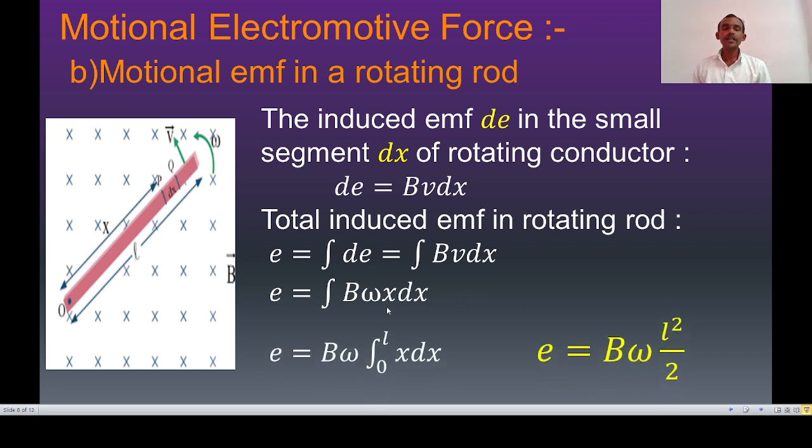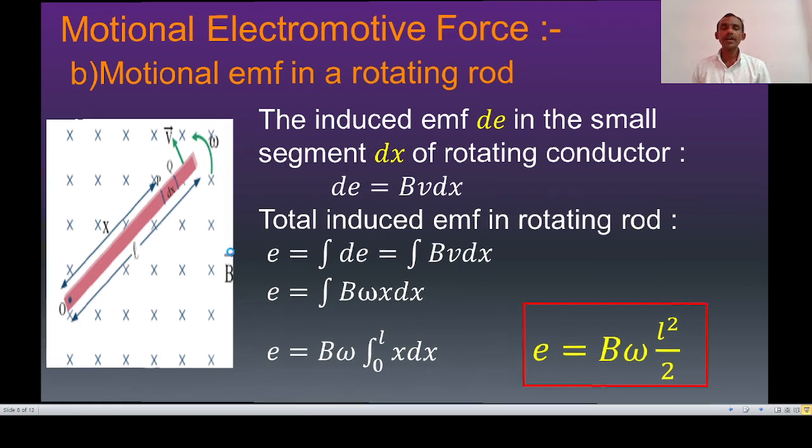By integrating this from 0 to L, for the total length of this rod, E is equal to B omega integration from 0 to L of x dx. By integrating this equation, we can write E is equal to B omega L square divided by 2. This equation gives the magnitude of the induced EMF in the rotating rod pivoted at one end.